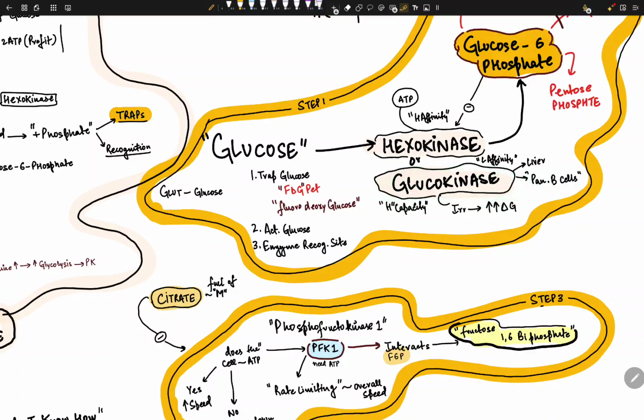Let's think about a cashier, right? We have a big shop, right? We have a big shopping mall. You have two exits.